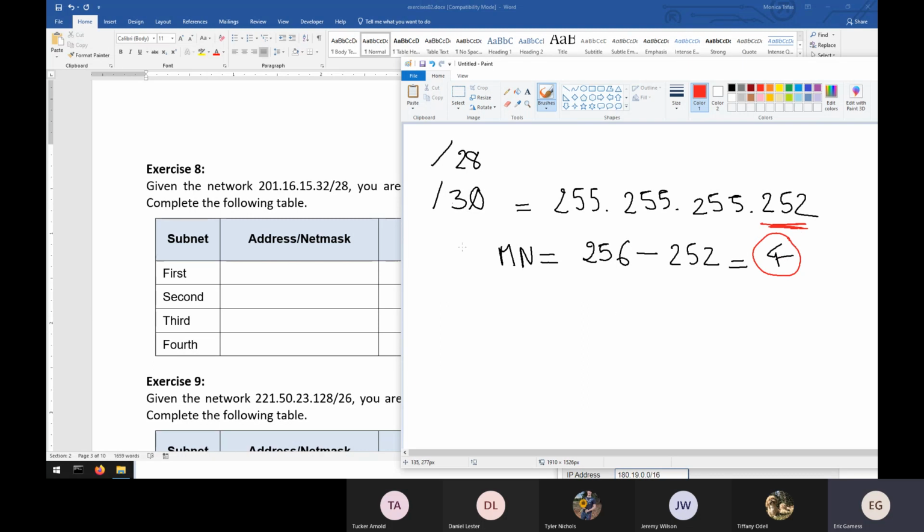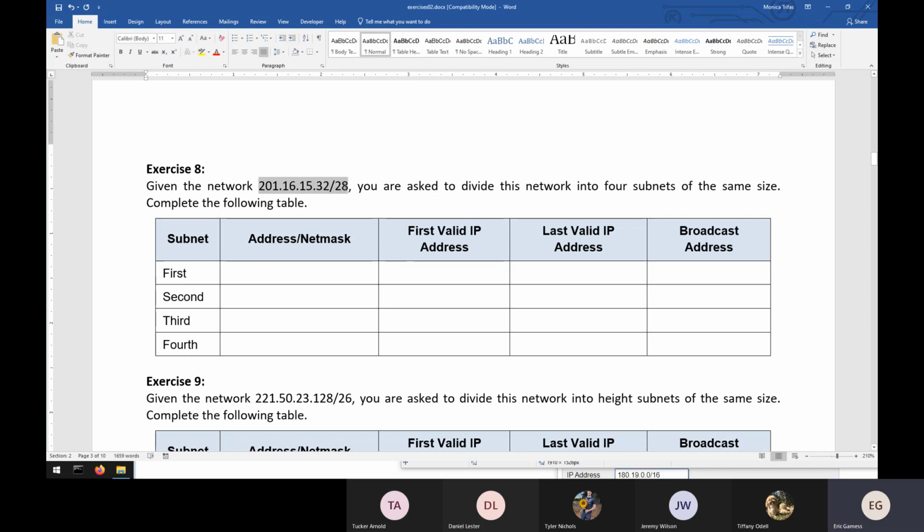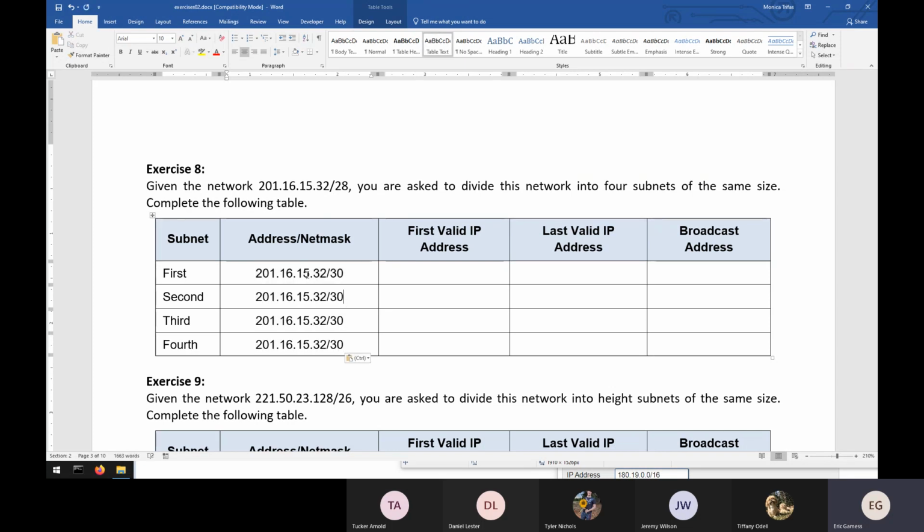So let's put the information of the subnet. Let me copy that here. So remember, the subnet mask will be /30. Let me just copy this information 4 times. Here, here, here. And the magic number is 4 in the 4th byte. 32 plus 4 will be what? 36. 36 plus 4 will be what? 40. And 40 plus 4 will be what? 44. Those are the subnets.